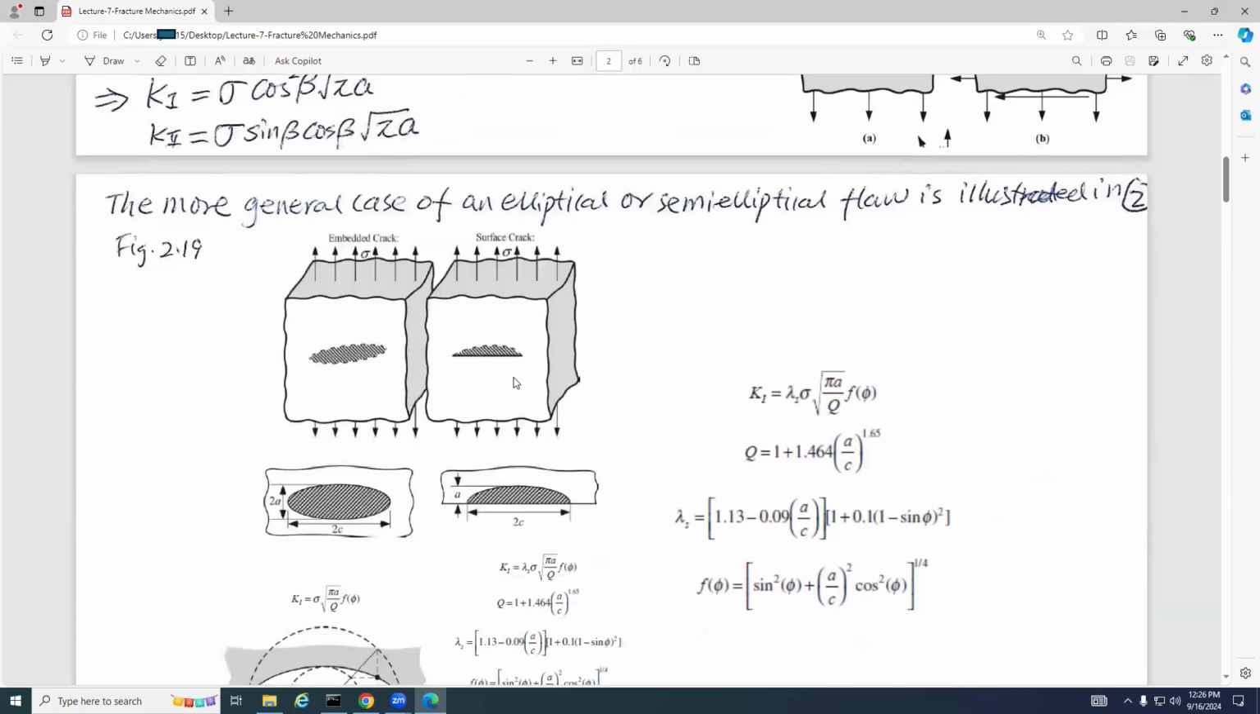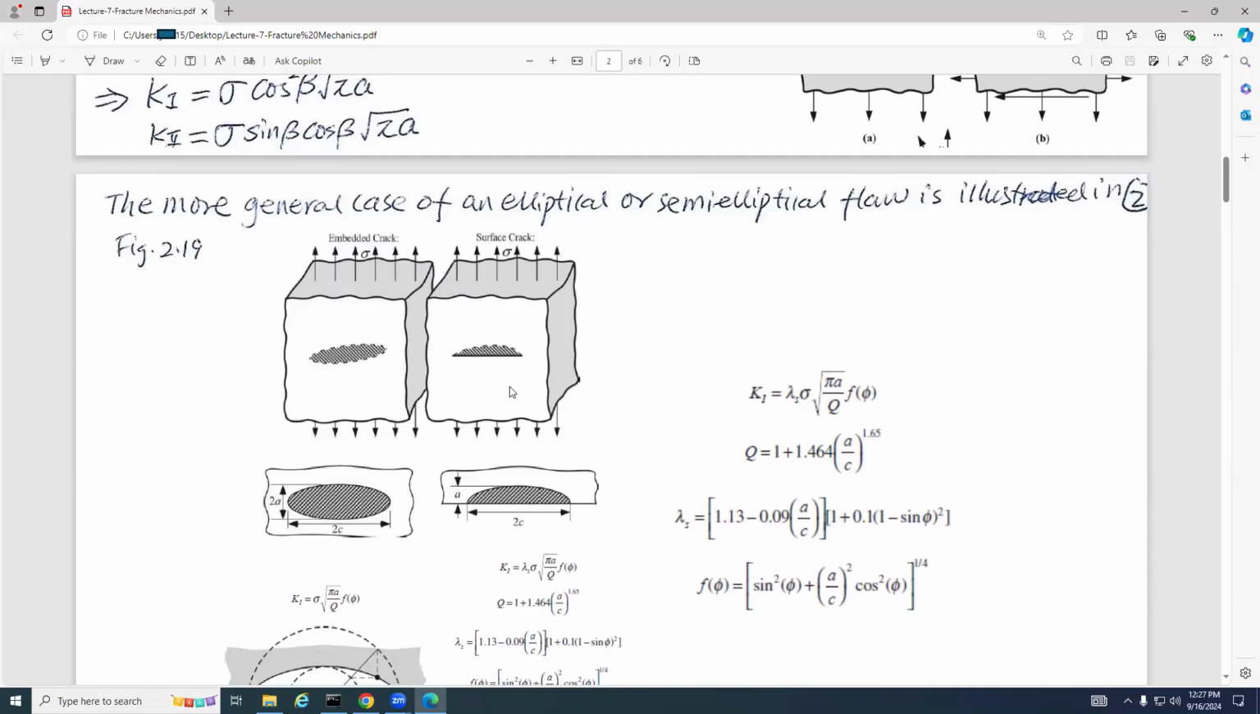Look up here. Here are the two case scenarios. This is the embedded crack. This is a surface crack. You can understand this one, right? This is the embedded crack. This is only the half crack; we have a surface there. This is the edge surface crack, where we only have a semicircle. But here is a full one, which we call elliptical.